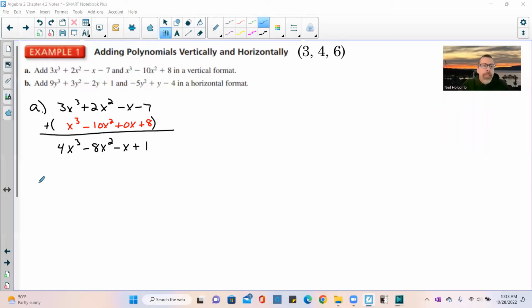Okay, now let's do B. This one we're going to do in a horizontal format. I don't like doing them horizontally. I definitely prefer the vertical. I never do them horizontally, but I will for this video because it says to. So it says to add 9y cubed plus 3y squared minus 2y plus 1. So that's 3, 2, 1, 0. It's in standard form. It is a cubic with a leading coefficient of 9.